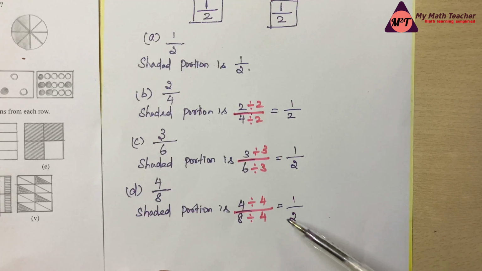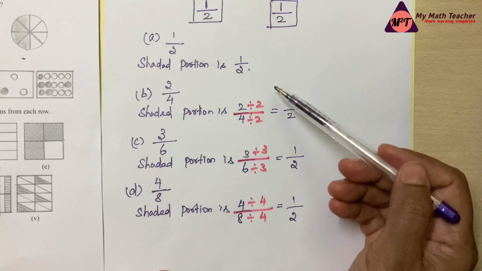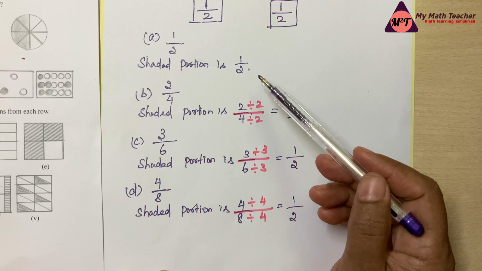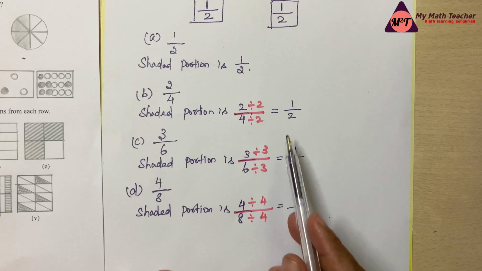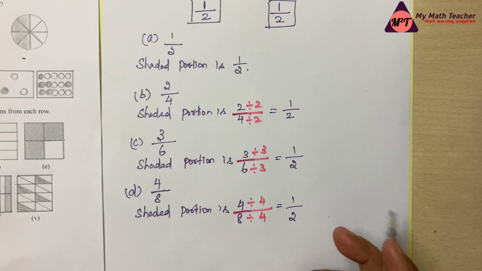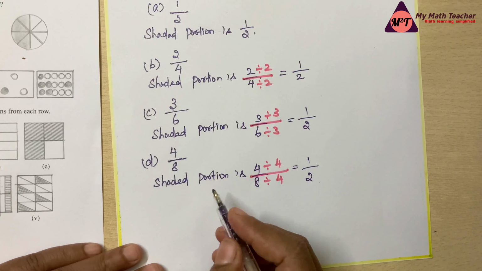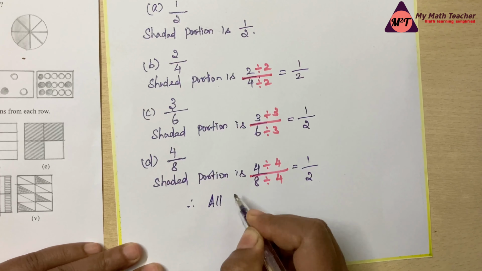Now, after simplifying, compare all the 4 options, all the 4 subdivisions A, B, C and D. So, all are having the same value, which is 1 by 2. So, we can say that all 4 are equivalent fractions.